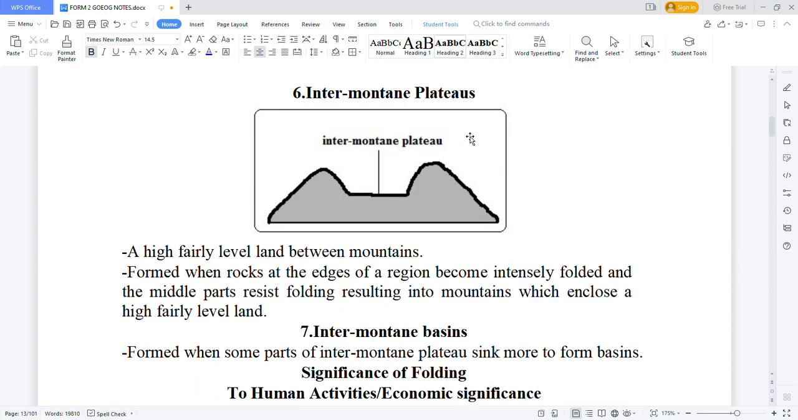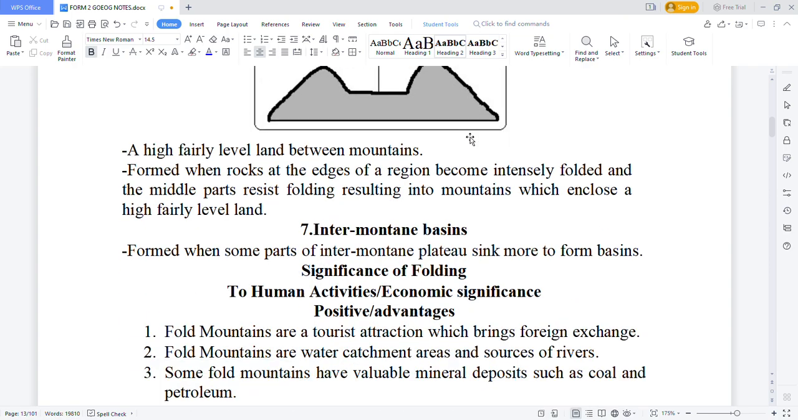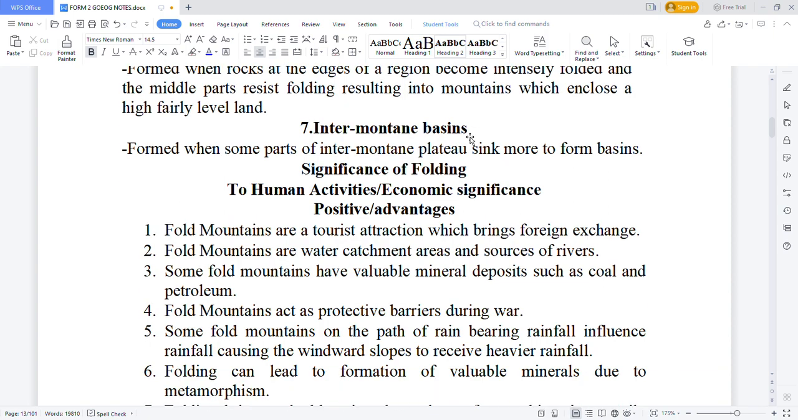Remember, we are still talking about the features that are formed due to folding. Intermontane basins are formed when some parts of the intermontane plateau sink more to form basins. What is the significance of folding?